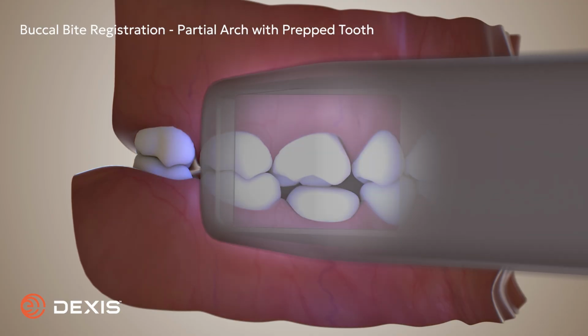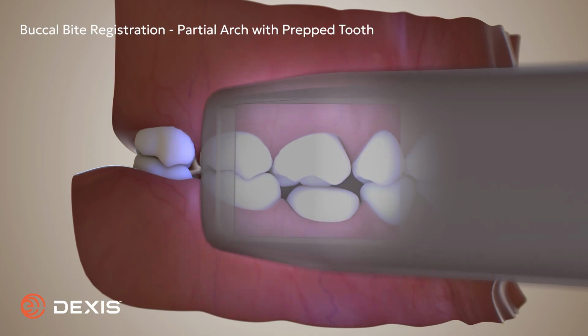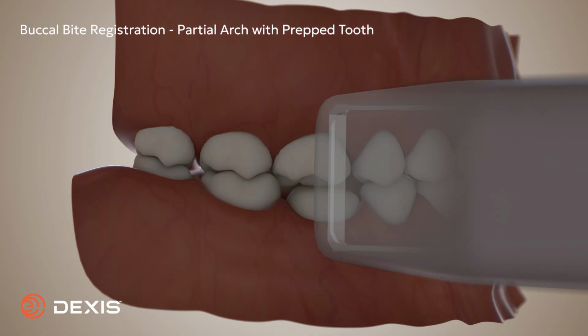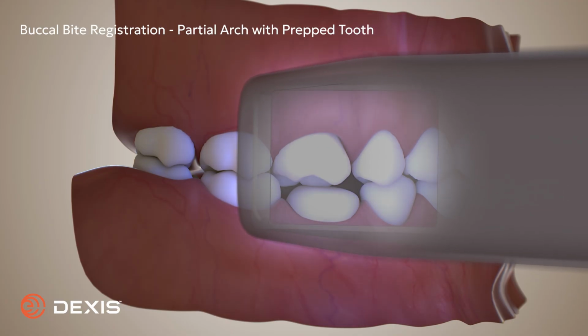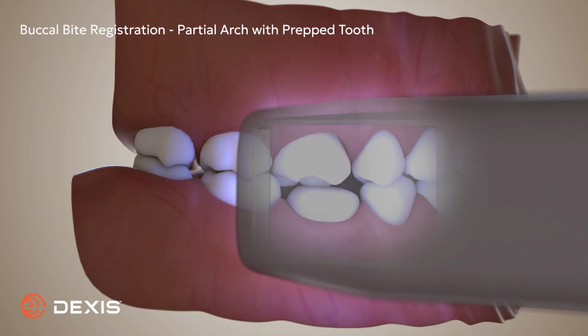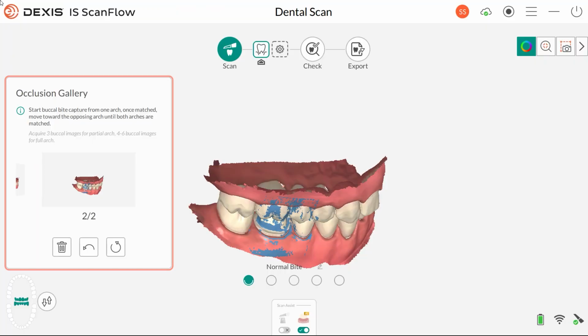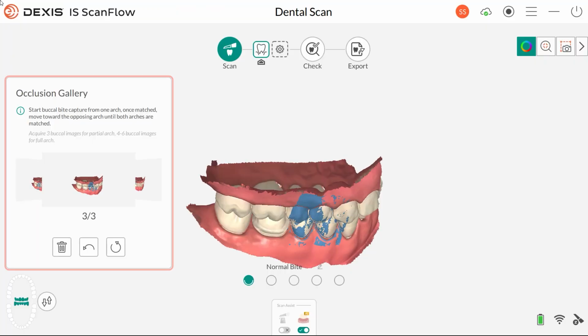1. Directly at the site of the prep. 2. Mesial to the prep. For each capture, gently glide the scanner up and down until the bite is recognized. Then remove the scanner and wait for the image to appear in the occlusion gallery.